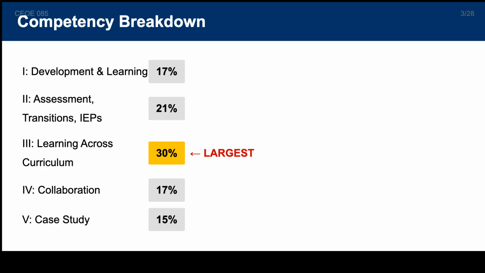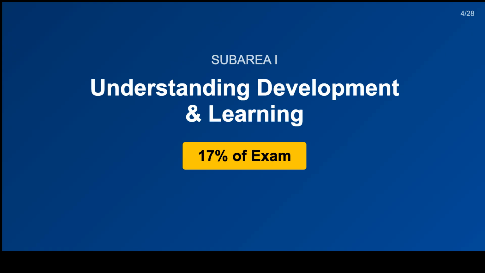Subarea 3, Learning Across the Curriculum, is your biggest section at 30%. That's nearly a third of your score. Subarea 2 on assessment and IEPs is 21%. Subareas 1 and 4 are each 17%, and the case study is 15%. Focus your study time according to these weights.